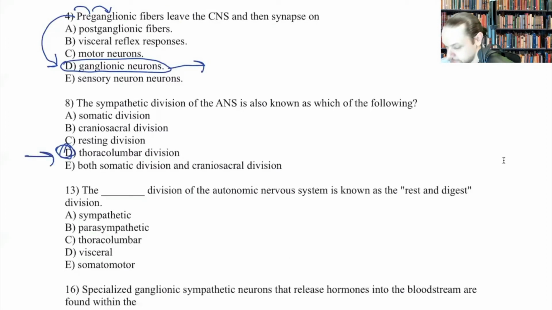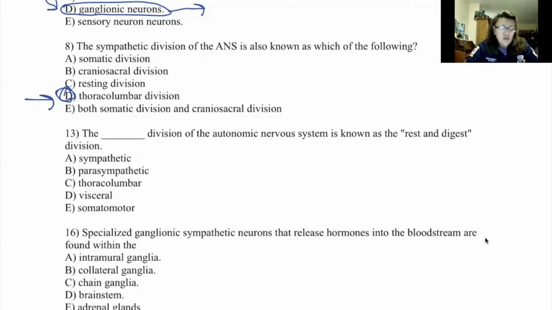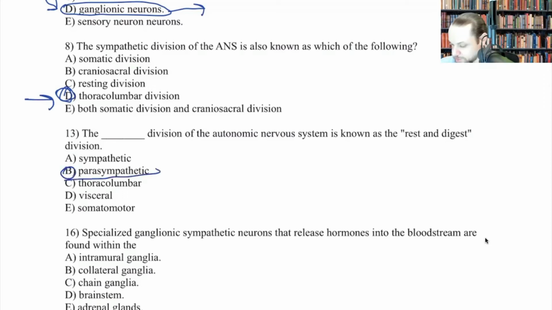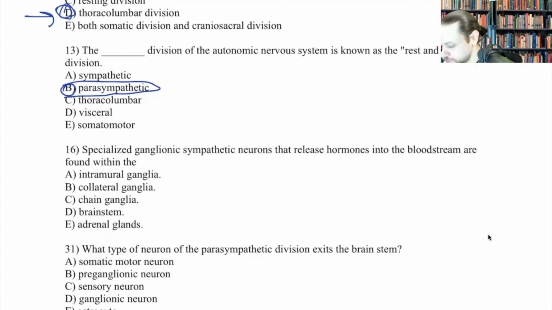Very good. We're going to go with the next number. We're up to Irene, 13. Yes, 13. The blank division of the autonomic nervous system is known as the rest and digest division. B, parasympathetic. Very good. Next is Larry. Larry, you're up for 16.